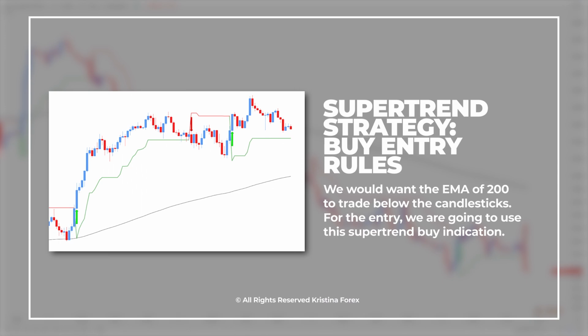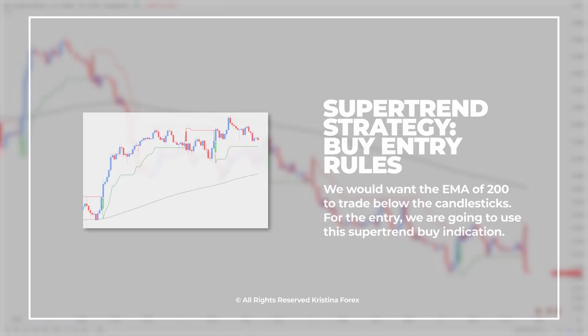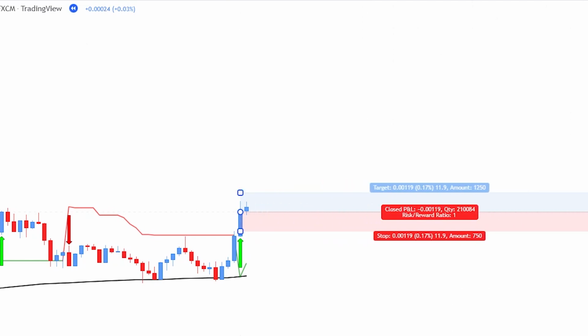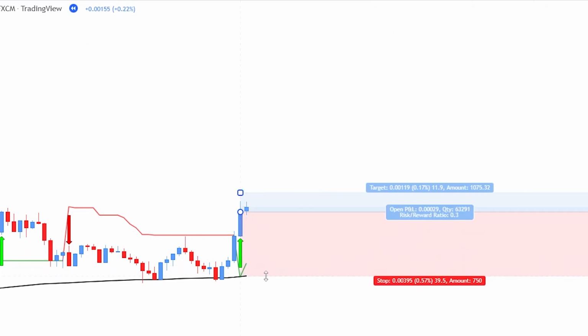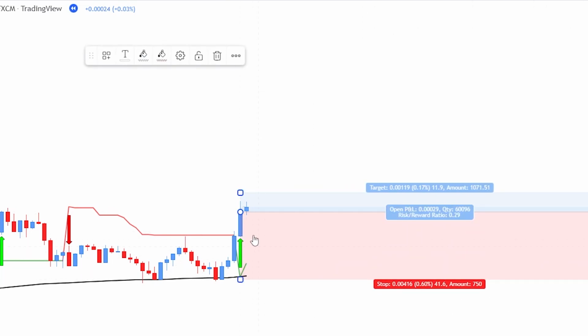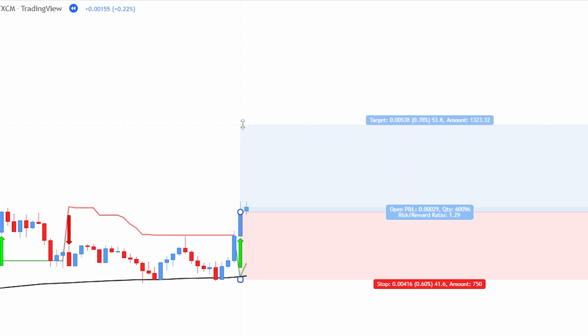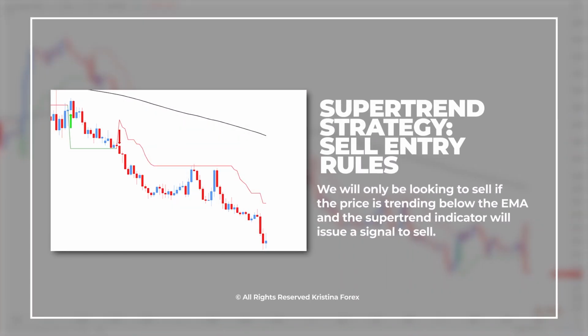So the rules to enter are super simple. For a buy trade opportunity, we would want the exponential moving average to trade below the candlesticks. For the entry, we are going to use the Supertrend buy indication, and once we have these two conditions met, I will go ahead and place a trade, setting the stop loss below the Supertrend green line and taking profit at 1.5 times the risk. And the opposite rules will be applied for short trades.